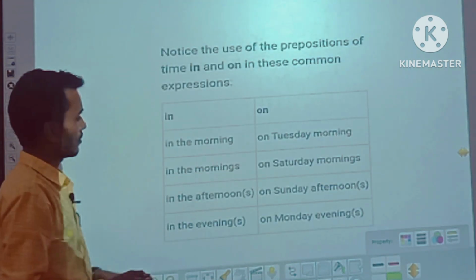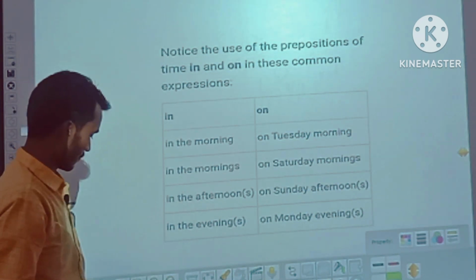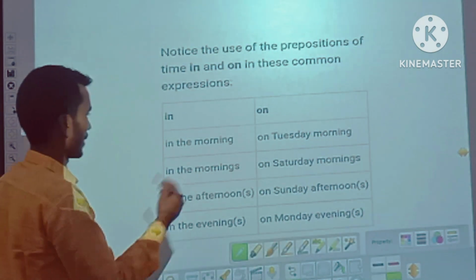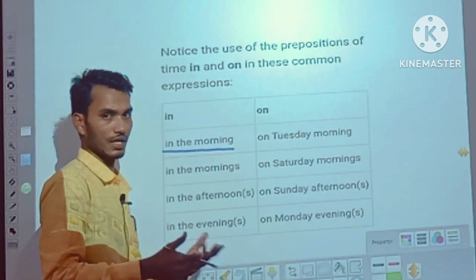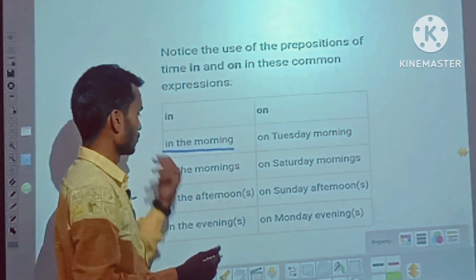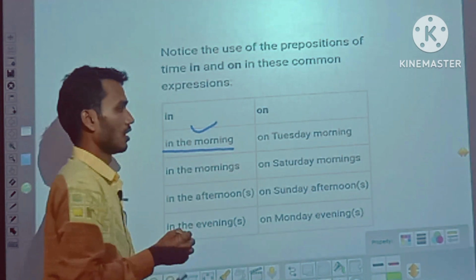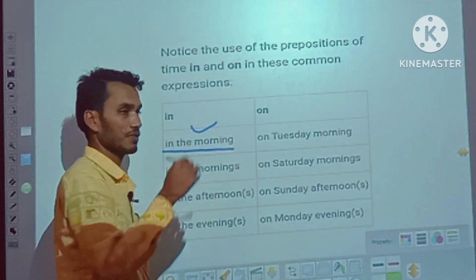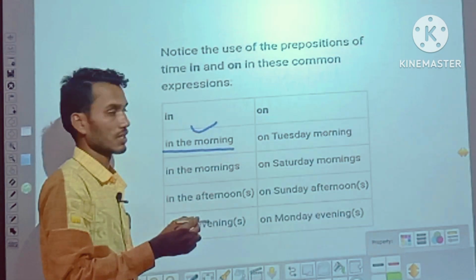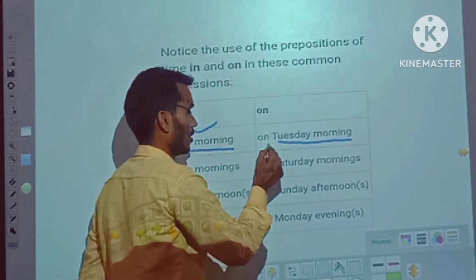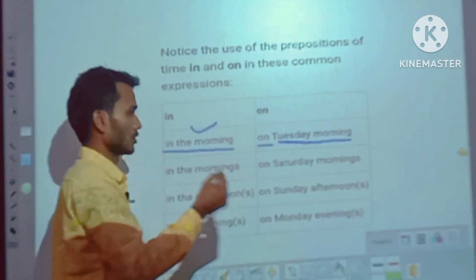So then where should we use in and on? For example, I will come to college in the morning. When we are going to tell something general, we should use in. I will come to college in the morning. But when we are going to tell the specific day of the morning, I will come to college on Thursday morning or Tuesday morning. When we are going to tell the specific day, we should use on.